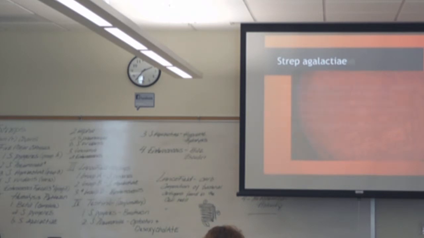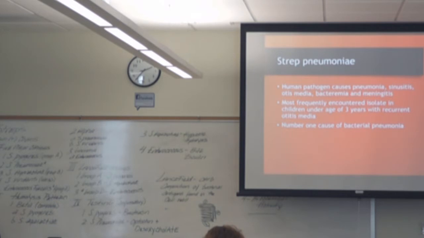All right, strep pneumonia. So this is self-explanatory, it causes pneumonia, but you also can get infection of the sinuses, ear infections, bacteremia, and meningitis. Meningitis is a big one that strep pneumonia can cause. Most frequently encountered in children under the age of 3 with recurrent ear infections. The other thing to be aware of is that strep pneumonia is the number one cause of bacterial pneumonia, especially in the elderly or patients with an underlying disease.